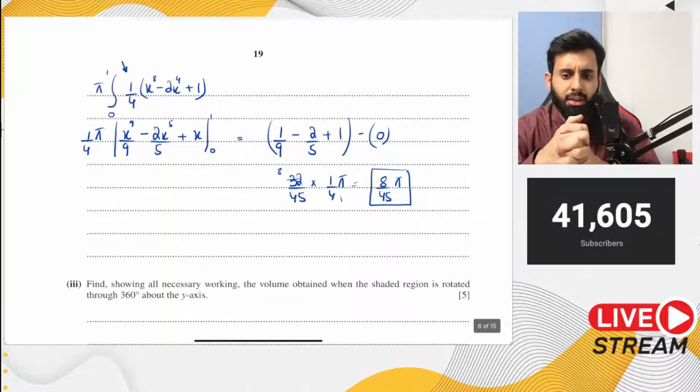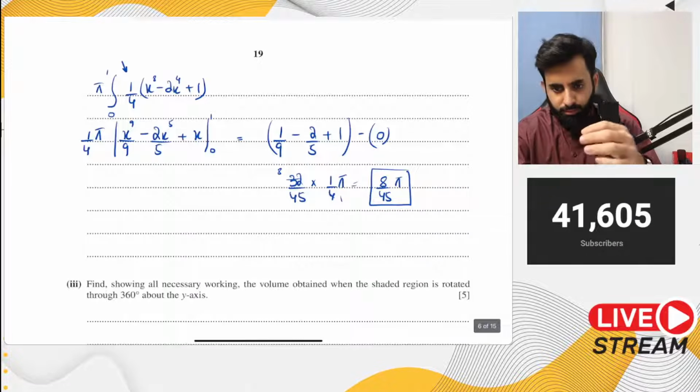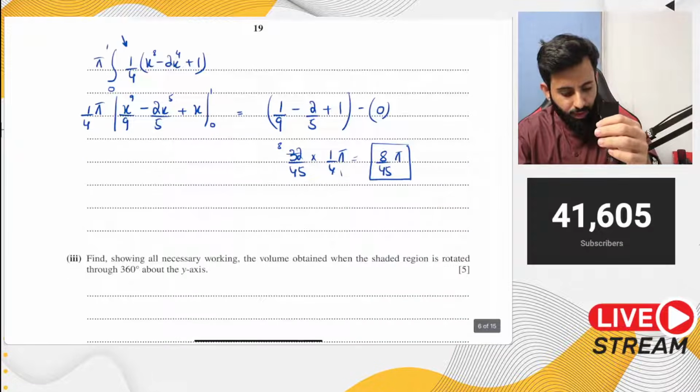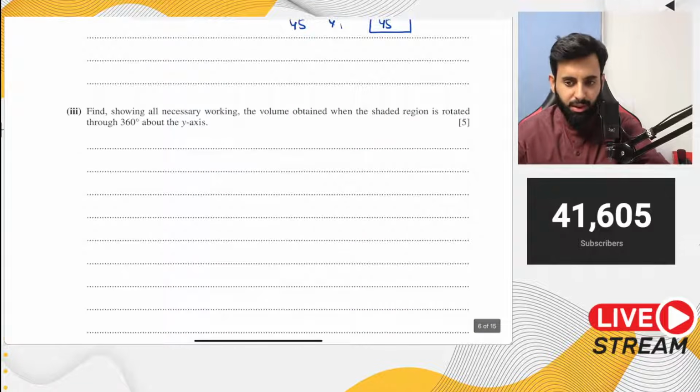Isn't that the area beneath the curve? Yeah, that's what we had to find. We had to find out the area under the curve anyway. Okay. All right, now part 3. Let's see what part 3 says.